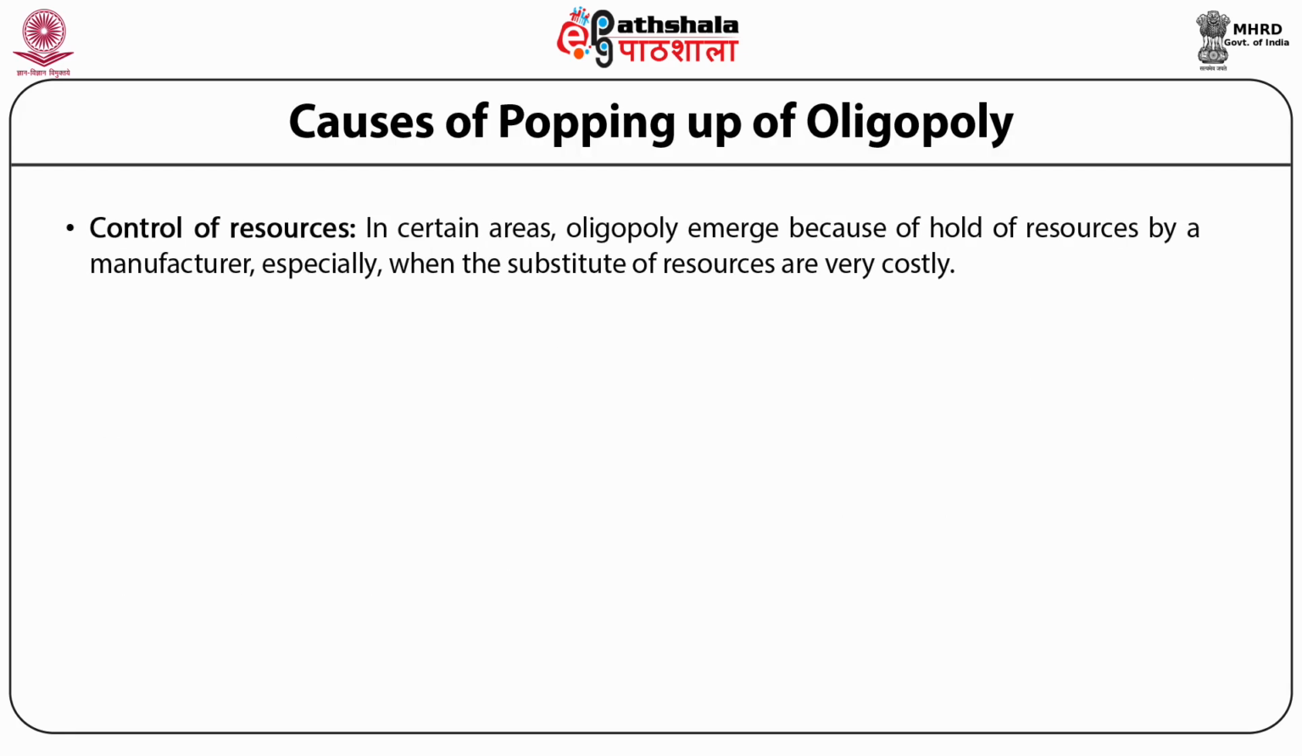Control of resources. In certain areas, oligopoly emerges because of hold of resources by a manufacturer, especially when the substitutes of resources are very costly. In such cases, controller of resources emerges as oligopolist.